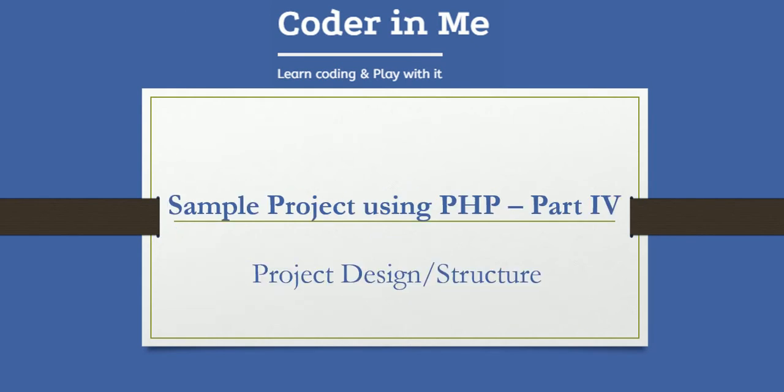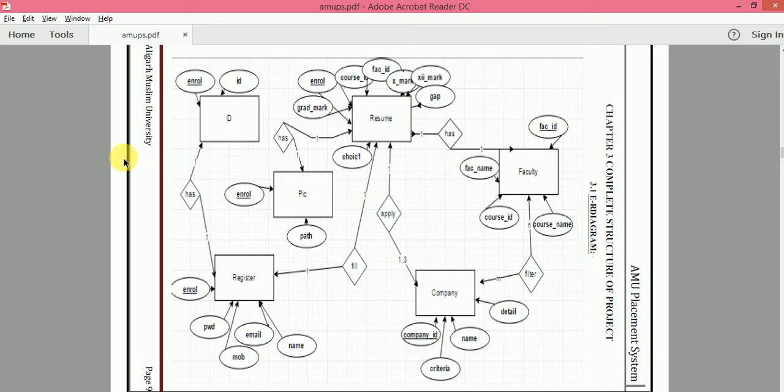So this part 4 will be based on project design and structure. In this project design structure, we will first discuss the tables and ER diagram, and that is the complete structure of the project. In that ER diagram, as you are already familiar with the whole structure of the AMU placement, the placement system for any college or a university.